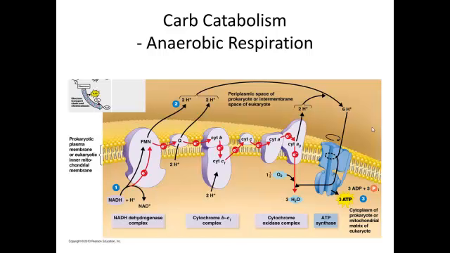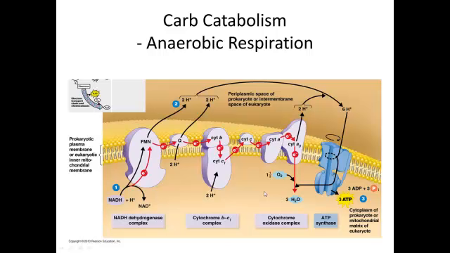So what do they use for the terminal electron acceptor? You still have to get rid of this electron, because if you don't, then you can't get another electron put in, and it can't get passed from enzyme complex to enzyme complex, and the whole thing gets gummed up and stops. So you have to get rid of this last terminal electron. So what do they use instead?